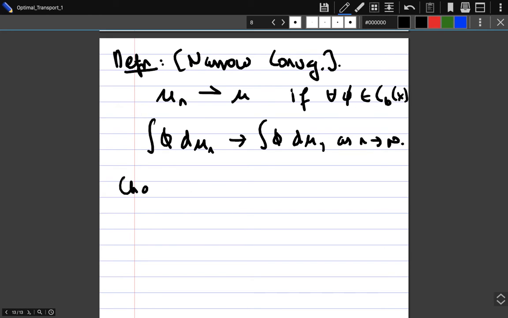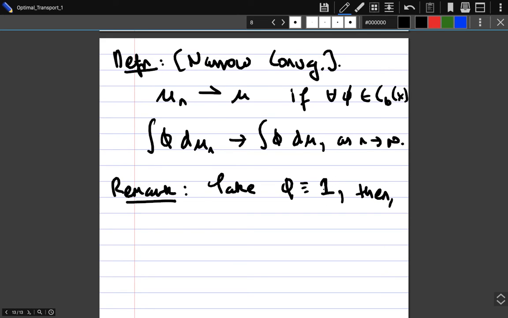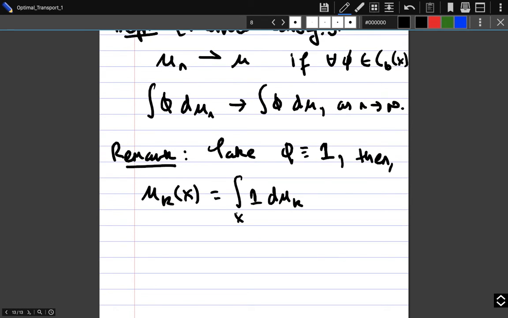So maybe this could be a remark. If you just take phi to be identically 1, then notice that this is not compactly supported, right? It's 1 everywhere, but it's bounded, so it's a valid testing function, right? So just compute mu k of X. So mu k of X we know is 1, right? So in particular, it's just the integral of d mu k. This is just by definition, right?